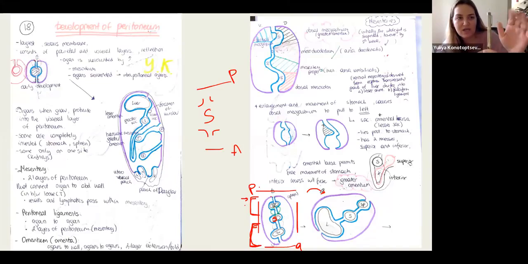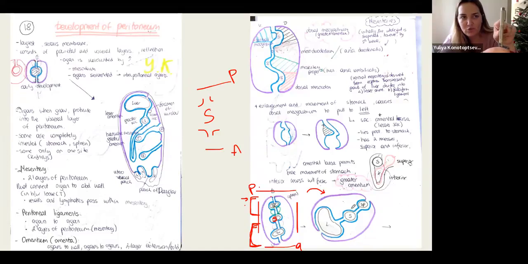So because of this 90 degrees clockwise rotation, like a clock, the left vagus moves a bit anteriorly and starts to innervate the anterior surface of the stomach. And the right vagus moves a bit posteriorly and starts to innervate the posterior surface of the stomach. So this is what we can see here. So if this is your original position of the stomach, like this, we can still see that this is on the left side. It's not anterior, it's on the left.